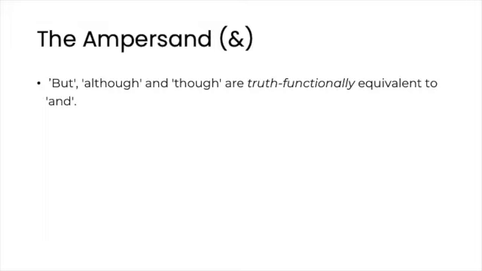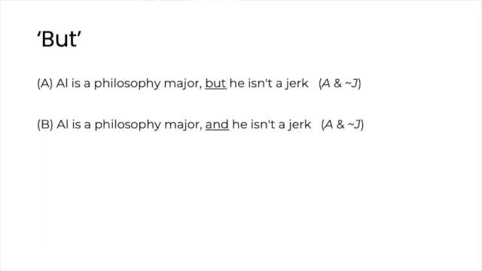However, it's clear that there are other ways in which they are not equivalent. For instance, "but" also communicates some sort of contrast between both conjuncts. Consider these two sentences. A: Al is a philosophy major, but he isn't a jerk. B: Al is a philosophy major, and he isn't a jerk. Sentence B simply reports the facts stated in each conjunct. However, sentence A conveys two additional things. It implicitly conveys the expectation that philosophy majors tend to be jerks, and announces that Al, in spite of being a philosophy major, is not a jerk.